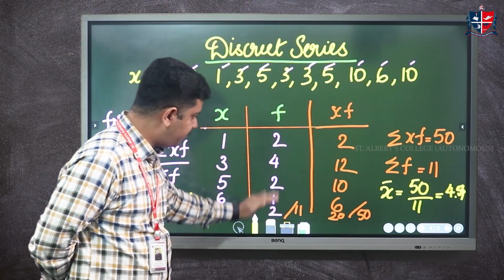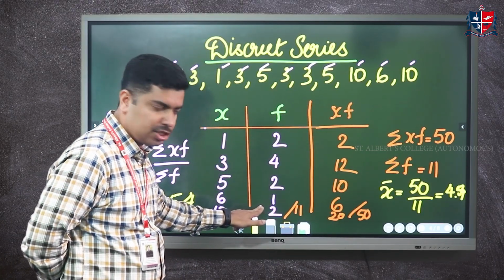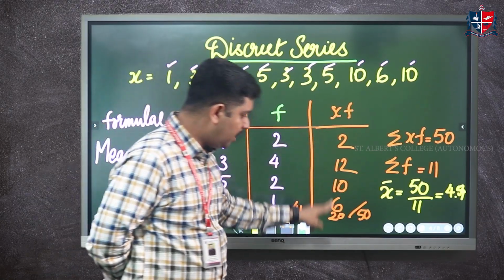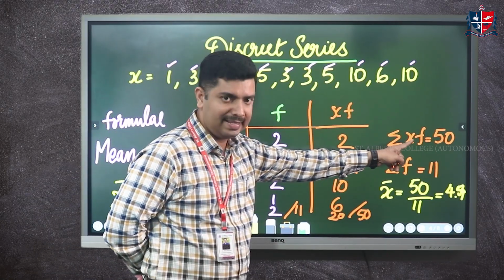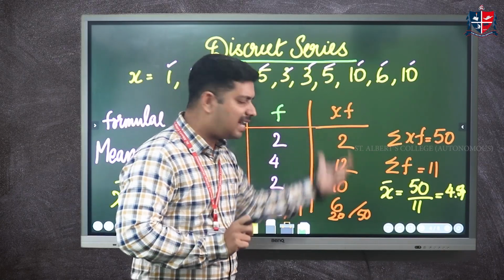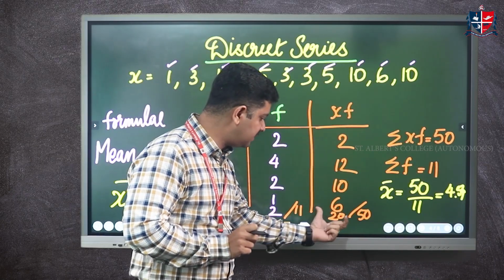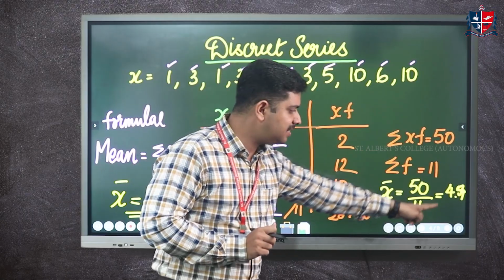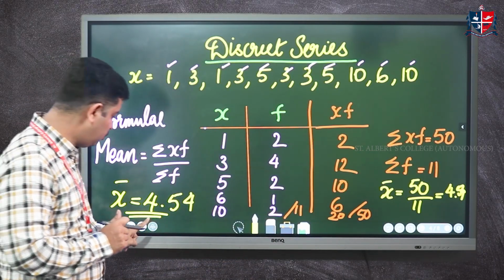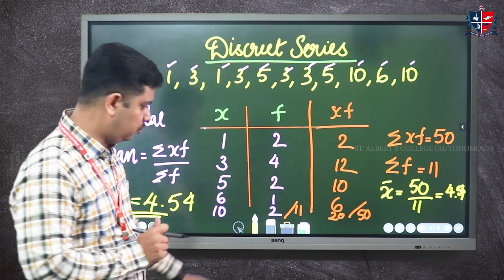Now add f. You do the summation of this. That is called sigma f. You got it 11. Then you add this. That is called sigma xf. I said whenever you see the symbol sigma, just add whatever is given. So sigma xf is 50. So 50 by 11 is 4.54. I've given the answer here clear. X bar is equal to 4.54.